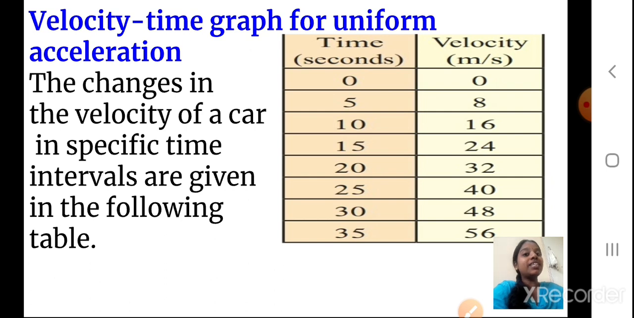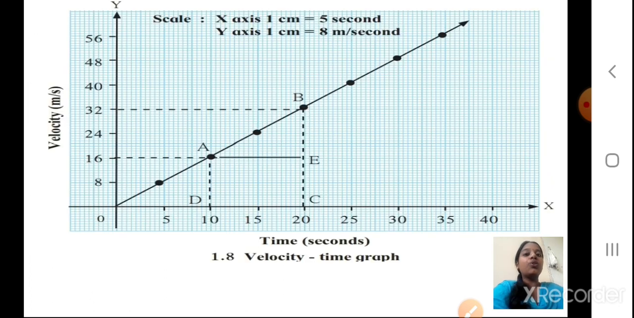So again, how will be the nature of graph? Yes students, it is going to be a straight line. See here, this is the way you're going to get a graph. Can you see a straight line graph when I plotted the points? Yes. Okay, so this is the velocity time graph for uniform acceleration. When the uniform acceleration is there, you're going to get it in this way.